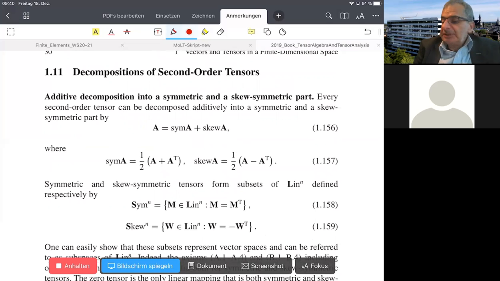Next topic we discussed was decomposition of second order tensors, and the first decomposition we discussed with you was the decomposition into symmetric and skew symmetric part, and this is defined in this way here.